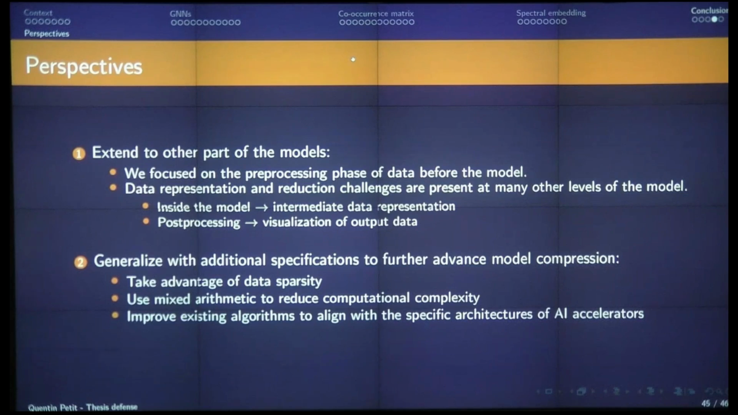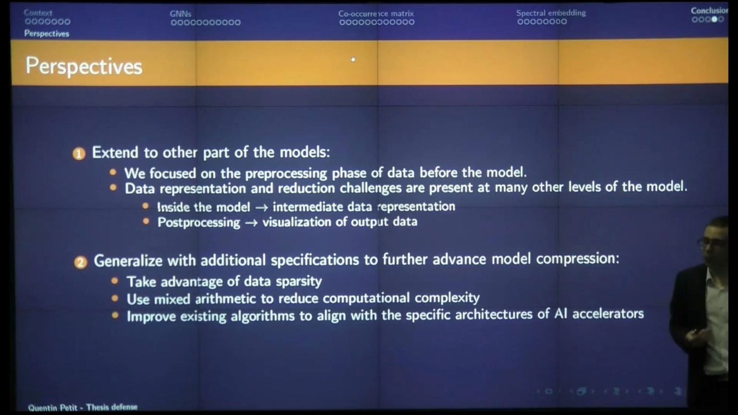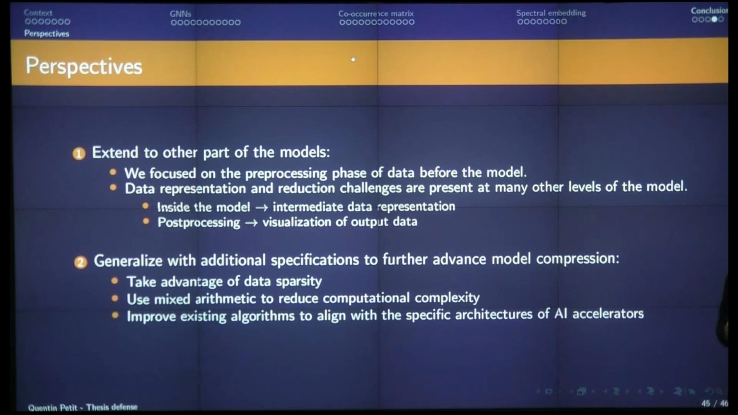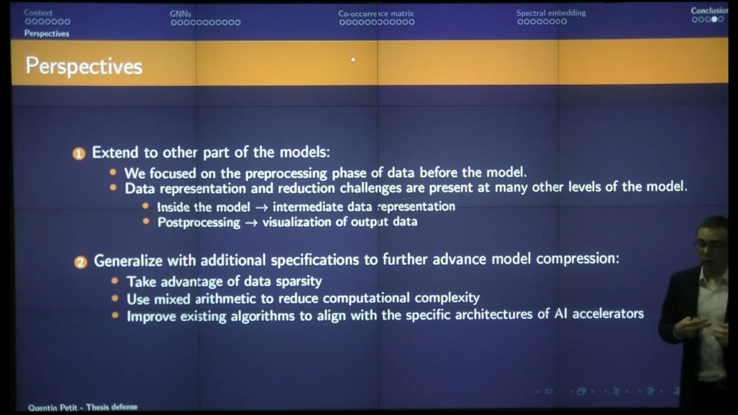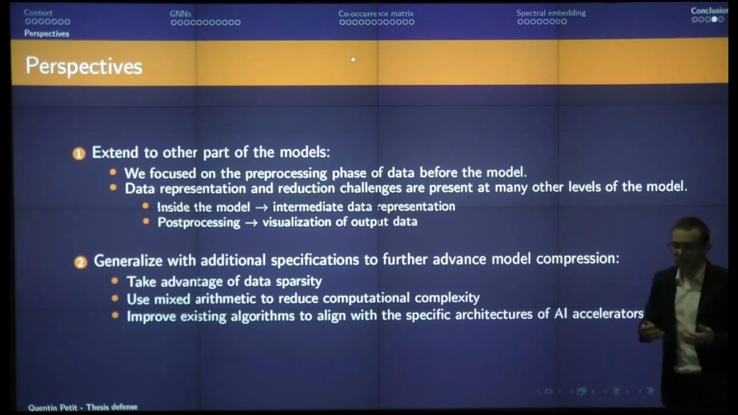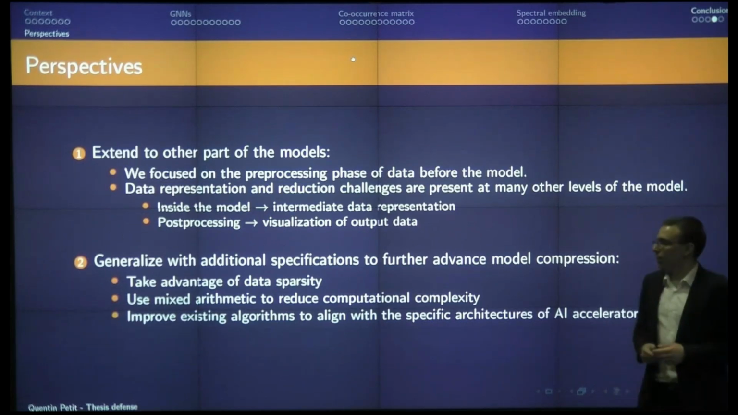And we can also generalize this type of method. We can use different specificities to improve model compression methods and data compression methods, by continuing to take advantage of the specificities of the data, like sparsity and Boolean nature. We can also define new algorithms that take advantage of mixed algorithms to reduce the computational time complexity. And we can try to improve these new algorithms to be sure they're well adapted to AI hardware, specific architectures that at the moment are better adapted to dense operations.